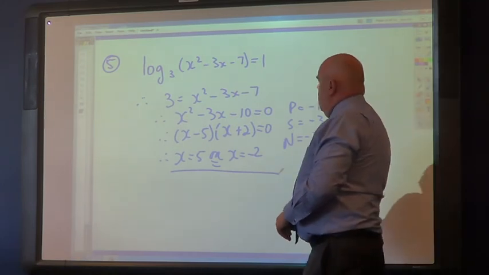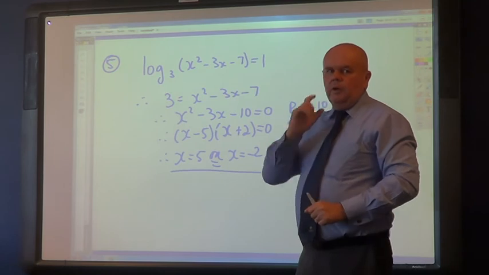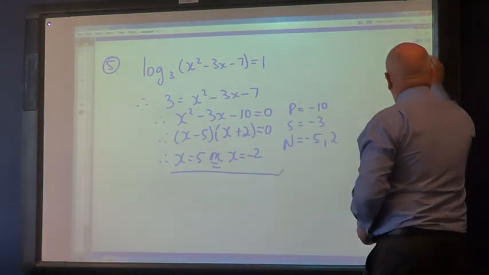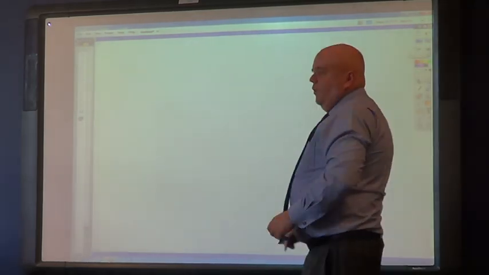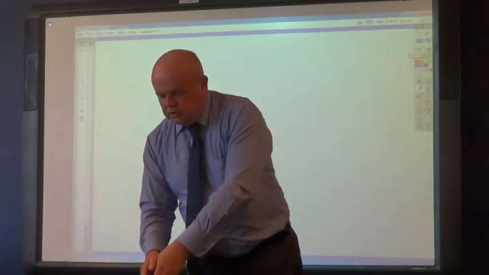Remember, sometimes you will not have two feasible solutions. You'll have two solutions, but one of them turns out not to be possible because it will yield a negative in there. Not so in this case. Okay, so thank you very much. That ends this discussion on logarithmic equations using unit base.